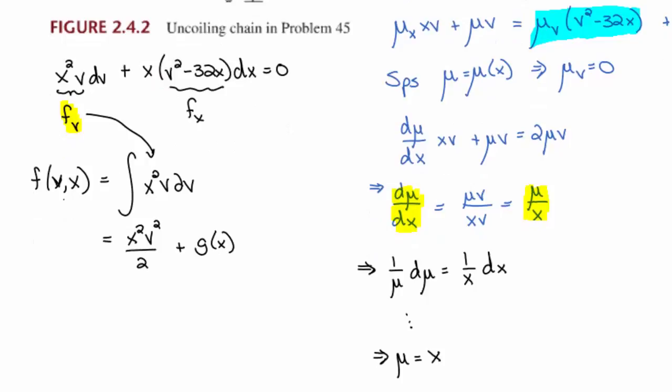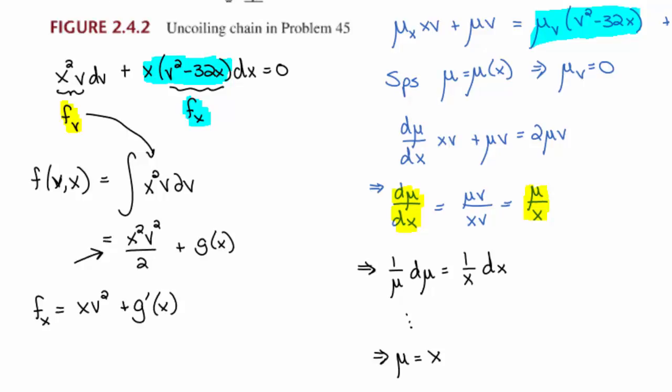All right, so that's my actual function. Now, I've used the f sub v. Now I'm going to take the derivative of that function and compare it to my f sub x, which is this guy right up here. So let's take the derivative of that function, f sub x, of this function right here. That'll give me an x v squared plus a g prime of x. And we're going to compare it to that f sub x up there.